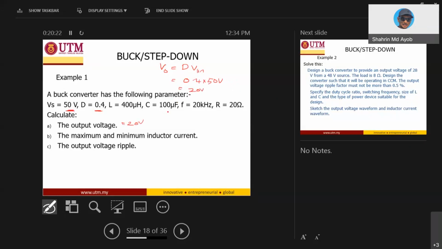Okay, B, the maximum and minimum inductor current. So you need to know the basic equations. For I max, it is IL average plus delta IL over 2. You don't need to look at the equations. That's all.